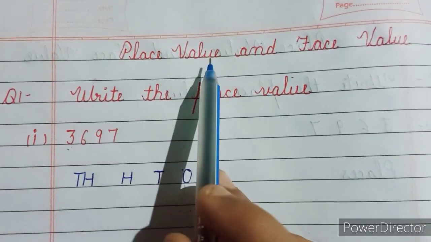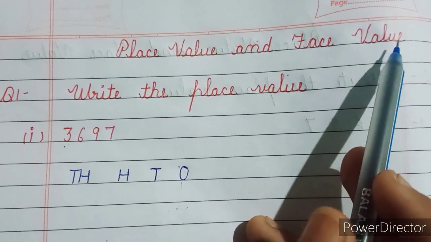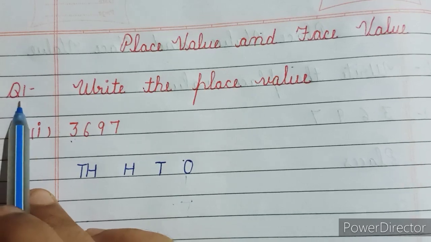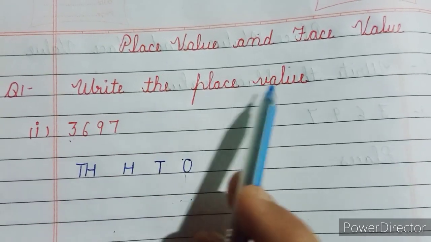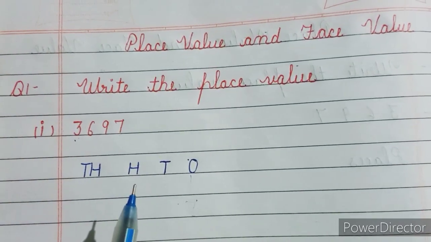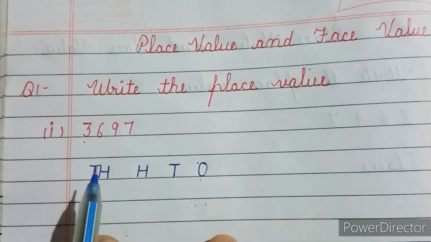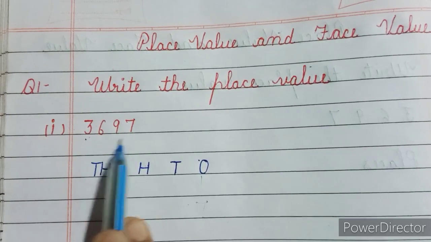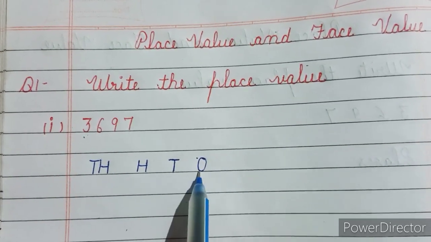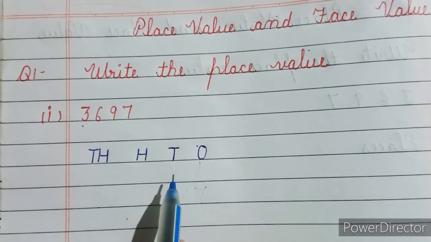Topic is place value and face value. Children, question is write the place value. We are going to learn about the place value of a 4-digit number. So we have seen that every digit in a number requires some place to sit. Children, what is place value?